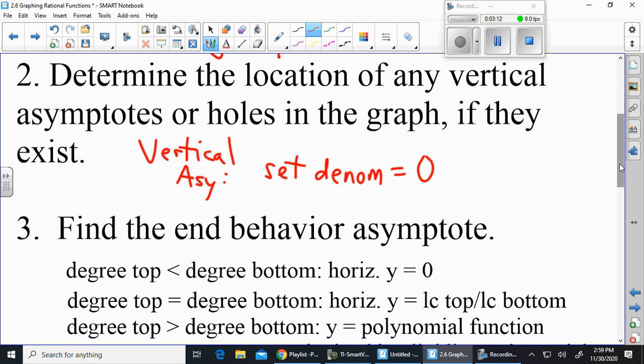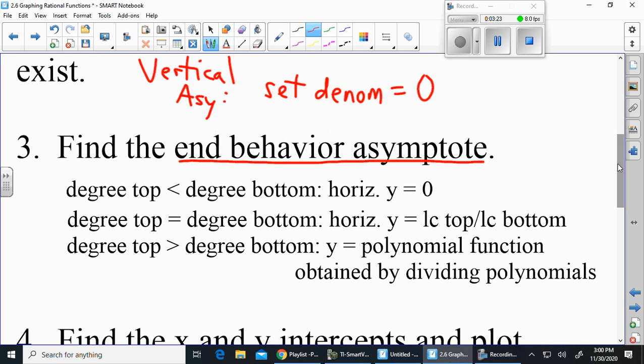Now we need the end behavior asymptote. Notice it doesn't say horizontal. It could be horizontal, but it could also be a parabola, a cubic, whatever. So what you do to figure out your end behavior asymptote, which could be a horizontal asymptote, is you look at the degrees. If the degree of the top is less than the degree of the bottom, and you just have to memorize this, it's y equals 0.